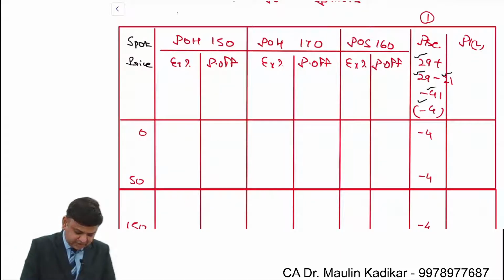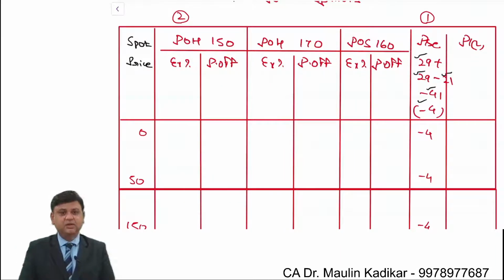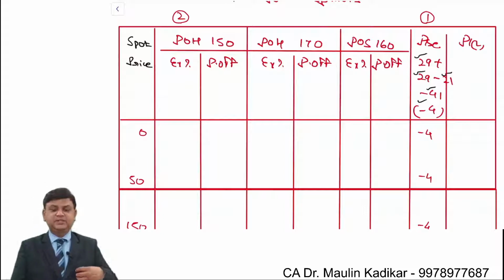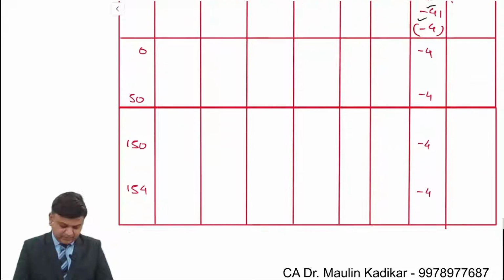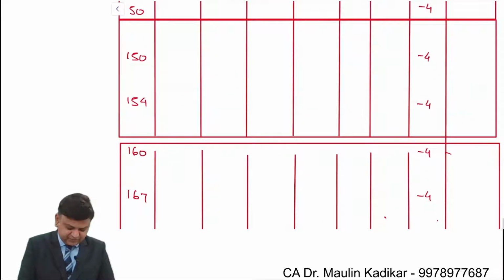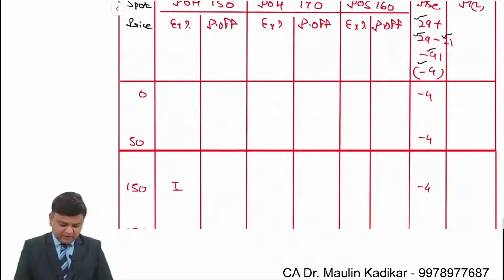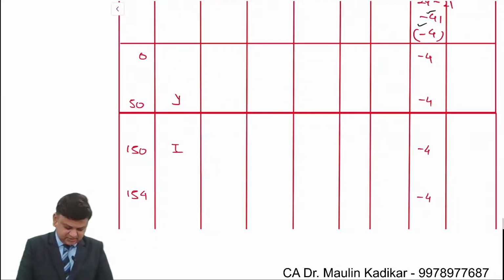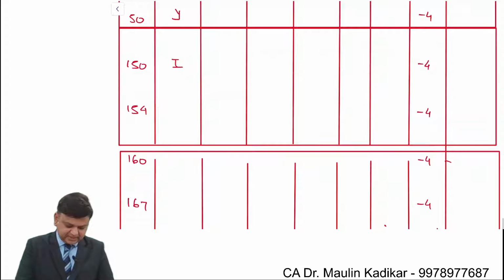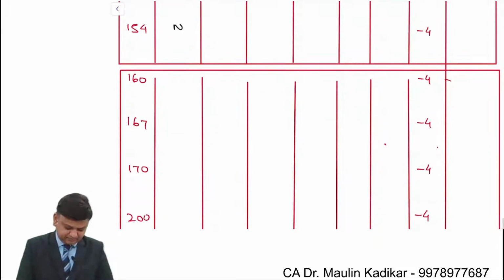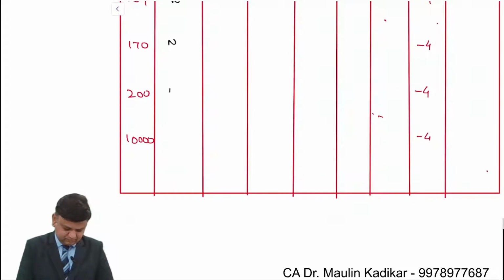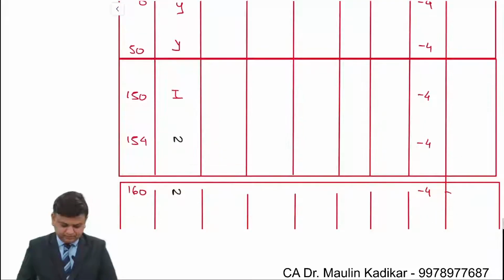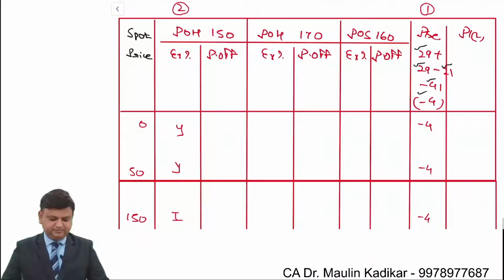Step number 2 is exercisation. We have purchased an option having exercise price 150. So at 150 I am indifferent. Below that, I will exercise it. Above that, I will not exercise it. This is what we understand.